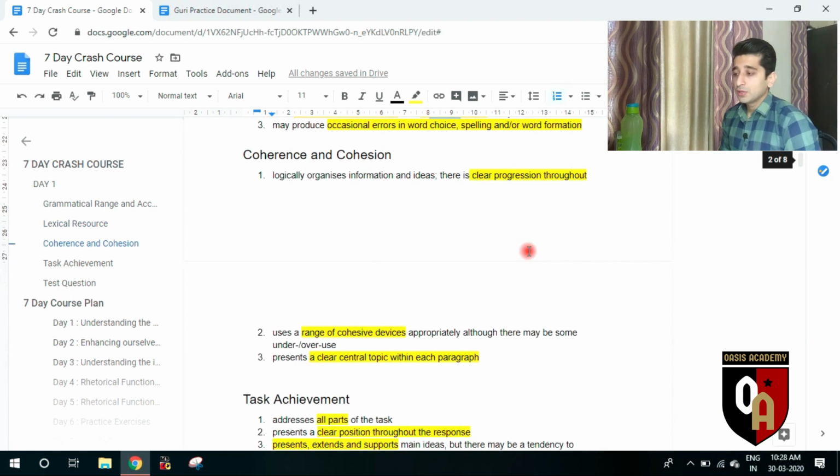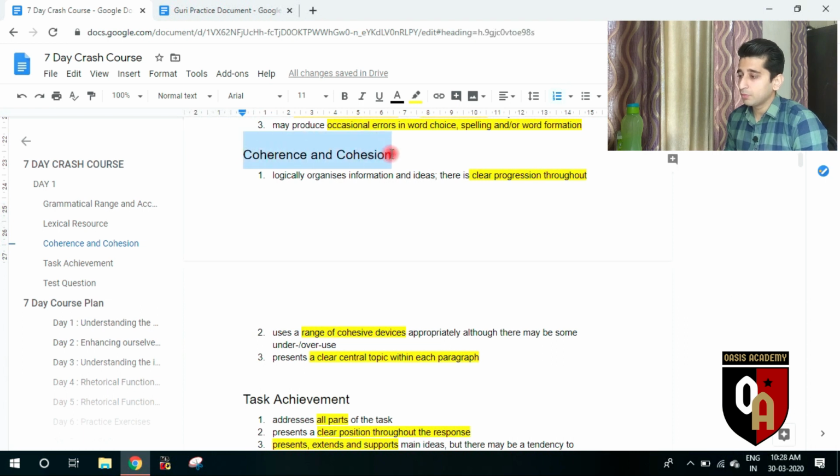Talking about coherence and cohesion, this is a concept which is unknown to many students right now. Generally, students think that writing is all about grammar and words. If I have good grammar control and good words, I can score very well. This is certainly not the truth, because 50% of your score comes from coherence, cohesion, and task achievement. So coherence and cohesion is a very unknown concept.